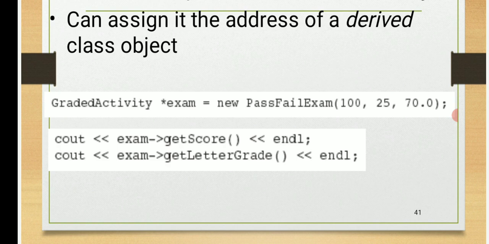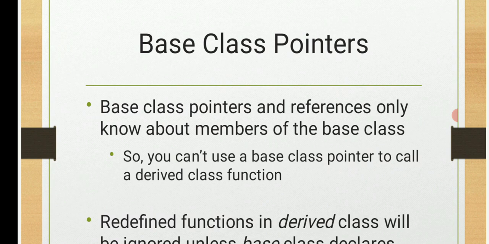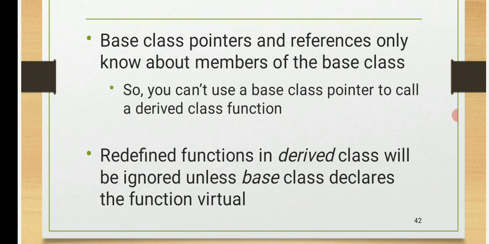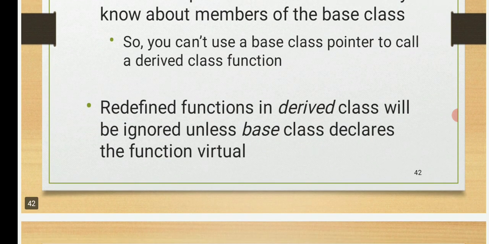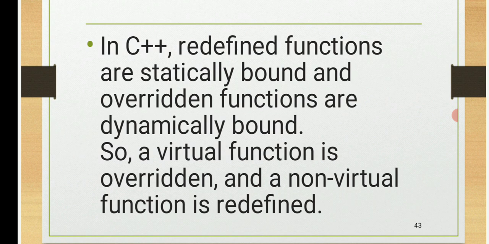So right here, star exam, we are assigning the marks, and then by using the arrow operator we are calling the functions. So this is a pointer. Base class pointers and references only know about members of the base class, so you cannot use a base class pointer to call a derived class function. Redefined functions in a derived class will be ignored unless the base class declares the function virtual. Right. Redefining versus overriding. In C++, redefined functions are statically bound and overridden functions are dynamically bound. So a virtual function is overridden, a non-virtual function is redefined.